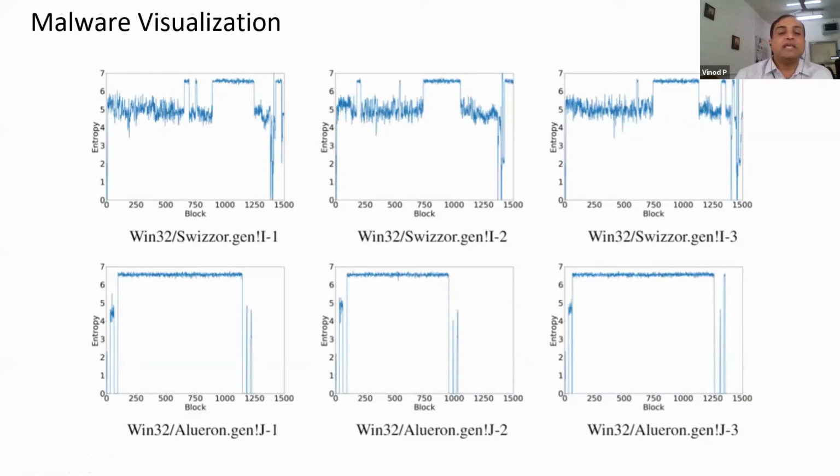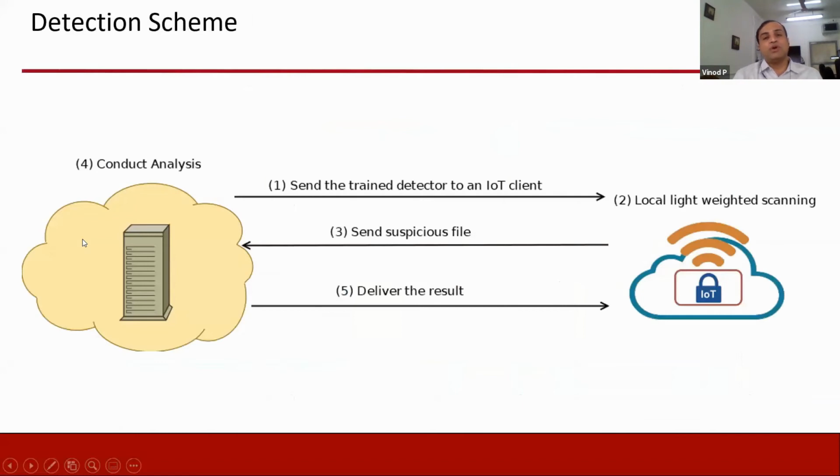Likewise, there is another type of malware called Win32 Alureon. You can see that in the x-axis from 0 to 1000, these patterns are identical. It means that we can represent the malware detection or classification problem as an image classification problem, so we can make use of different image classification algorithms.